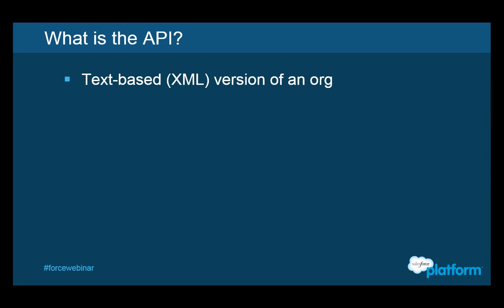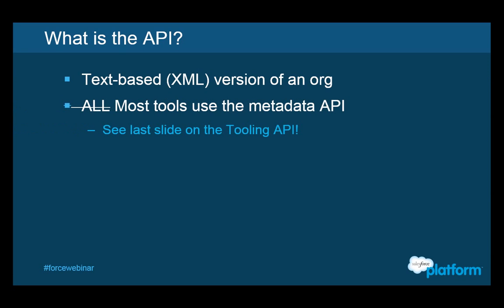So what is the API? Really, it's a text-based version of your org. So it's well-structured XML. And it covers everything from validation rules to custom objects to workflows. The tools that interact with the Metadata API are the primary drivers of how you make changes in your Salesforce org. Up until a couple of releases ago, everything was built on top of the Metadata API. I've got a slide at the end here about the tooling API, but that is another way to build some developer tools. But this webinar will be focused on the Metadata API.